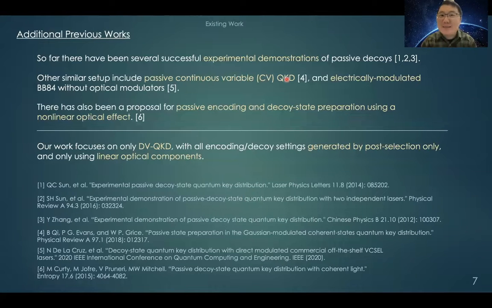So far, there have been several successful experimental demonstrations of passive decoys. Other interesting setups include passive continuous variable QKD and also electrically modulated BB84 that doesn't use any optical modulators. There has also been, notably, a protocol for passive encoding and decoy state preparation, but it uses nonlinear optical effects as one of the key components. Our work here will focus on DVQKD, and we propose to do all the encoding and decoy settings generated by post-selection only, without any modulators. More importantly, we also only use linear optical components, which makes experimental implementation a lot easier.